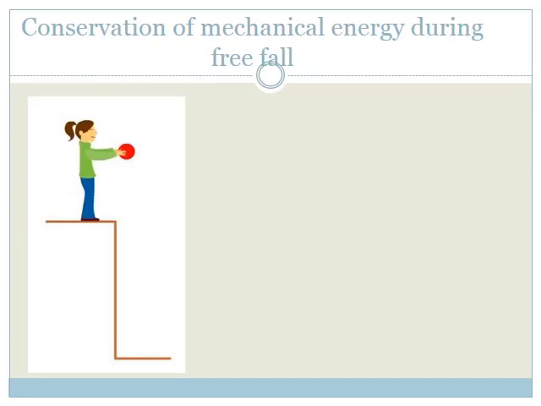Right, now let's talk about the conservation of mechanical energy during free fall. So here we've got a little girl, and she is holding a ball, and what she's doing is she's going to drop this ball. So let's talk about the mechanical energy during the time that she drops this ball. So we talk about the mechanical energy of the ball. So we know that EMEC, mechanical energy, is equal to EP plus EK, or is equal to U plus K. Okay, and we know that EP equals mgh, and the kinetic energy is a half mv squared.